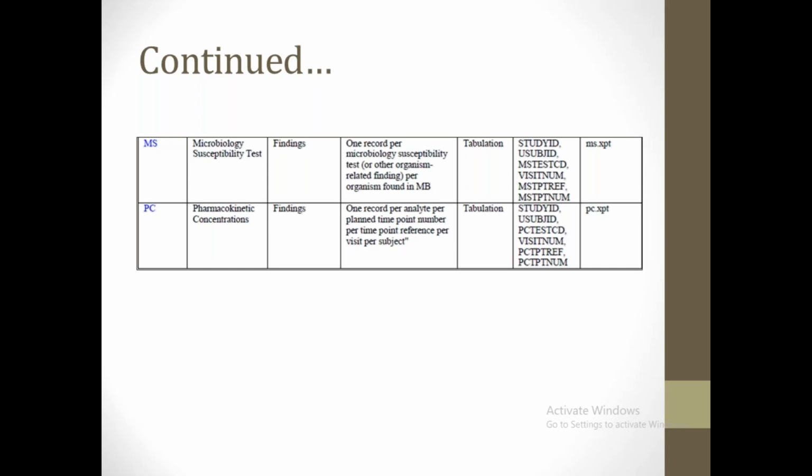And PC, pharmacokinetic concentrations: one record per analyte, per planned time point number, time point reference, per visit, per subject. Each and every analyte, you need to consider all of this: time point reference, number, visit, subject, etc. The important variables are PC test CD, visit num, time point reference, and time point number.